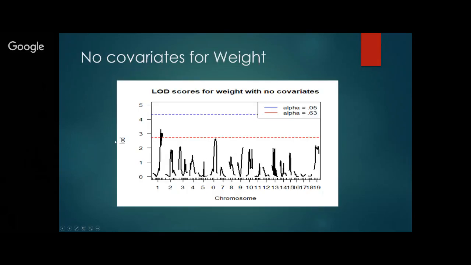So this is the plot of real interest that I generated. This has your two significance thresholds, the significance of 0.05 and then the suggestive threshold of 0.63. This is the LOD scores without any covariates included. You can see on chromosome 1, there is a suggestive trait above the red line. And then there's one here on chromosome 6 that is fairly close, but not quite suggestive.